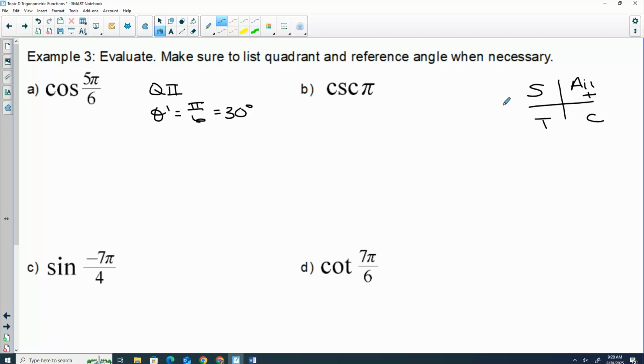Quadrant 1, they're all positive. In quadrant 2, sine and its reciprocal are positive. Quadrant 3, tangent and its reciprocal cotangent are positive. Quadrant 4, cosine and its reciprocal secant are positive.